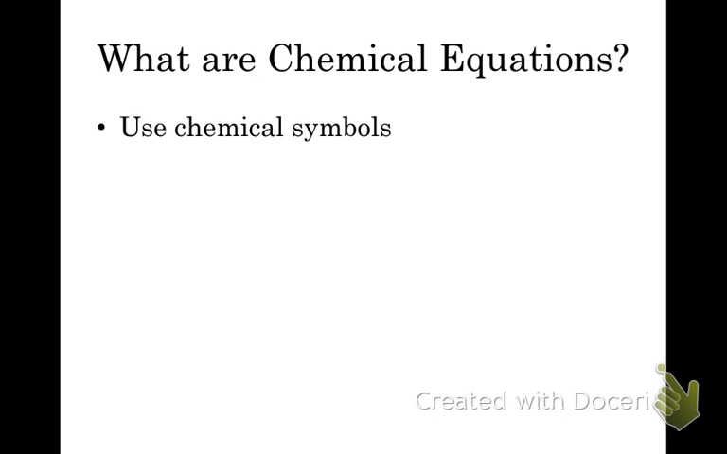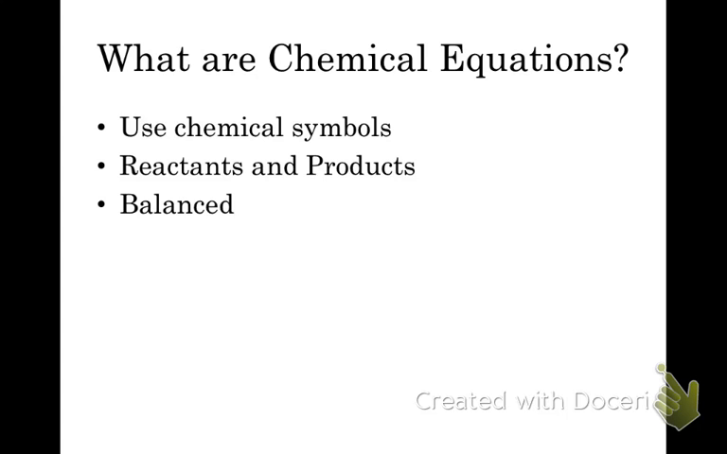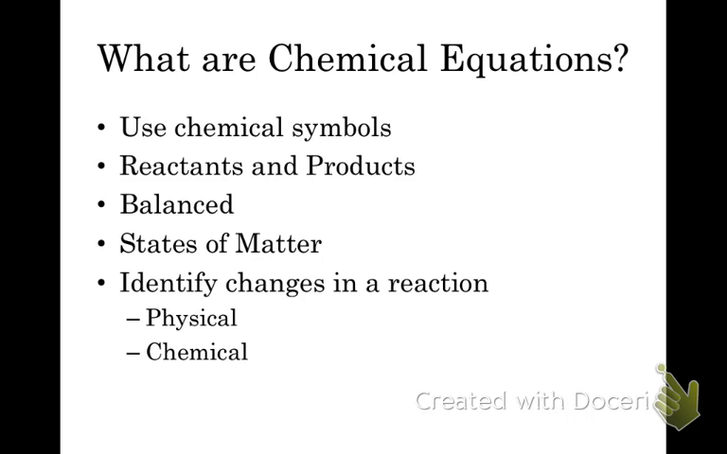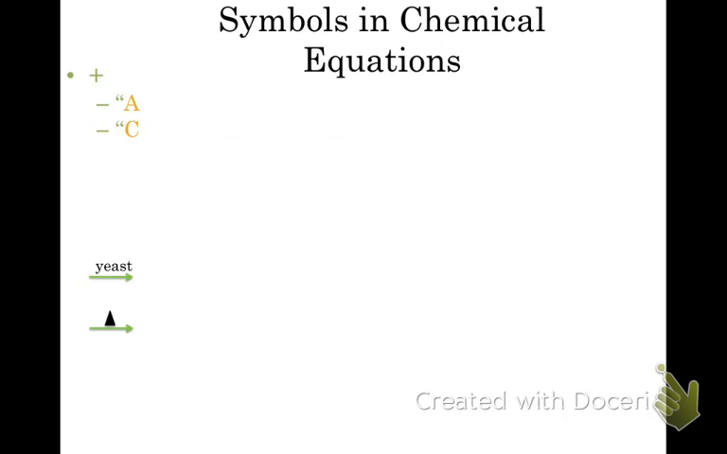So chemical equations use chemical symbols. They show what the reactants and products are, and we balance them. We'll get into balancing them, and you'll be great at that. They also look at the states of matter and identify different changes in the reaction, so again, a physical change versus a chemical change. To remind you, a physical change is a change of state of matter, or dissolving, and a chemical change can be a variety of things, such as burning or decomposition.